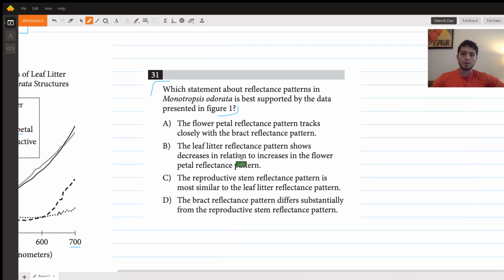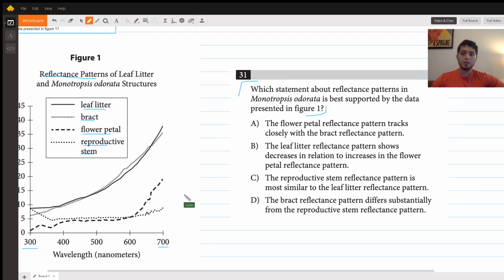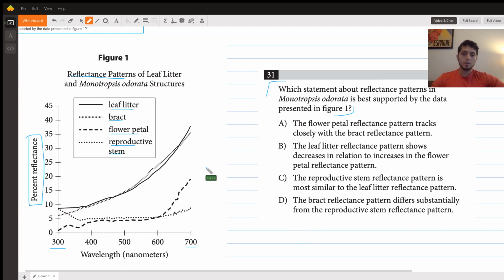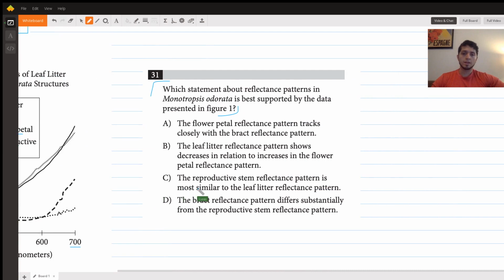Then we have B, which says the leaf litter reflectance pattern shows decreases in relation to increases in the flower petal reflectance pattern. This is basically saying this leaf litter, the solid line, should be decreasing as the flower petal reflectance pattern increases. But that doesn't make sense for a number of reasons. Really none of these are decreasing. They're all increasing together at the same time, and specifically as the leaf litter goes up, so does the flower petal, and vice versa. So that's not a good answer choice.